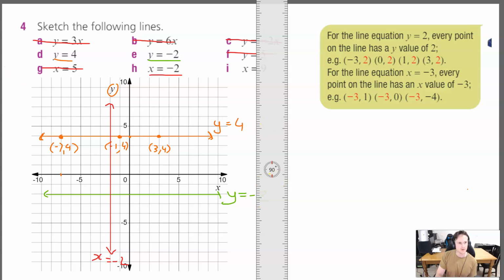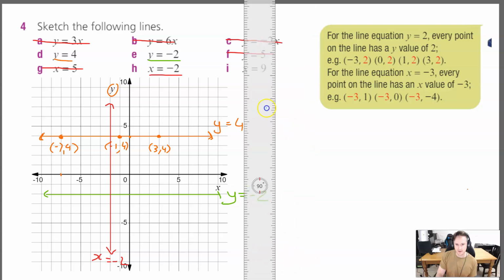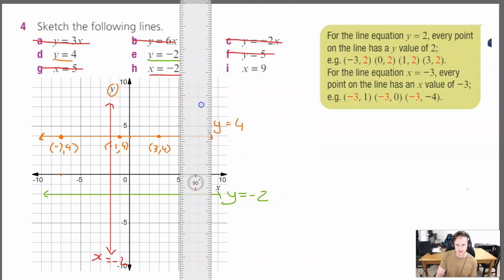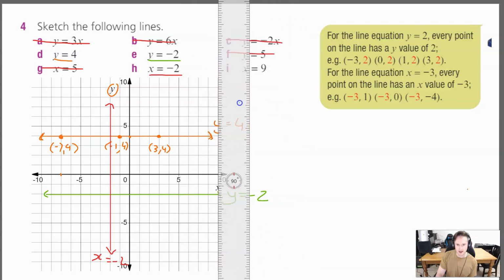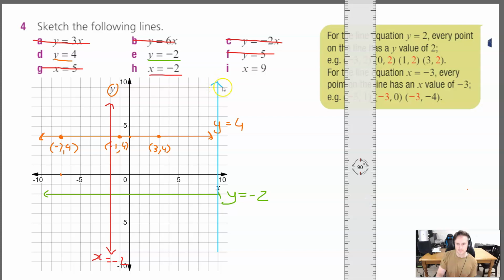And then your x equals 9 would be all the way over here, 5, 6, 7, 8, 9. And that would be like that. X equals 9. And that would essentially go on forever as well.